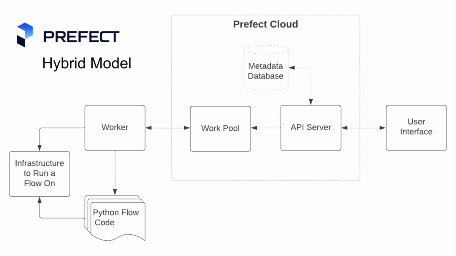So let's say, for example, this worker is an ECS task worker that's sitting inside of an ECS cluster. What it will be doing is, once it sees that an upcoming bit of scheduled work or a flow run is due to be run, it will spin up an ECS task to execute that flow run.